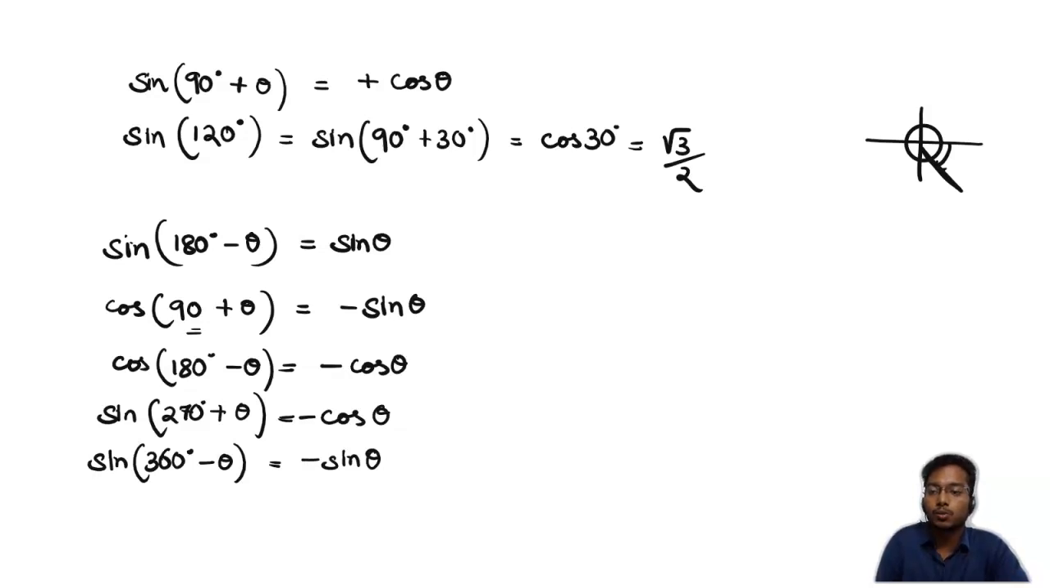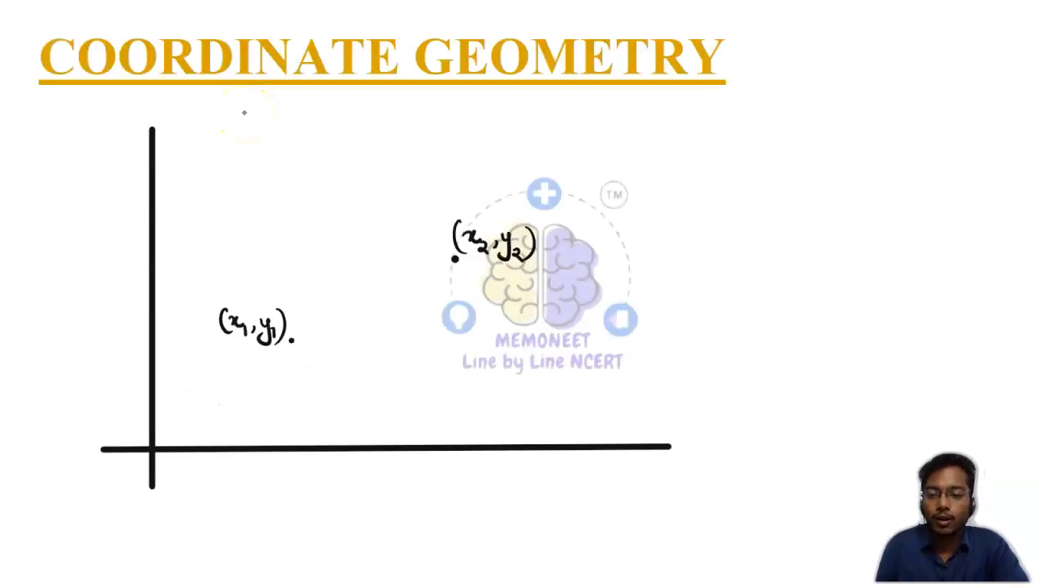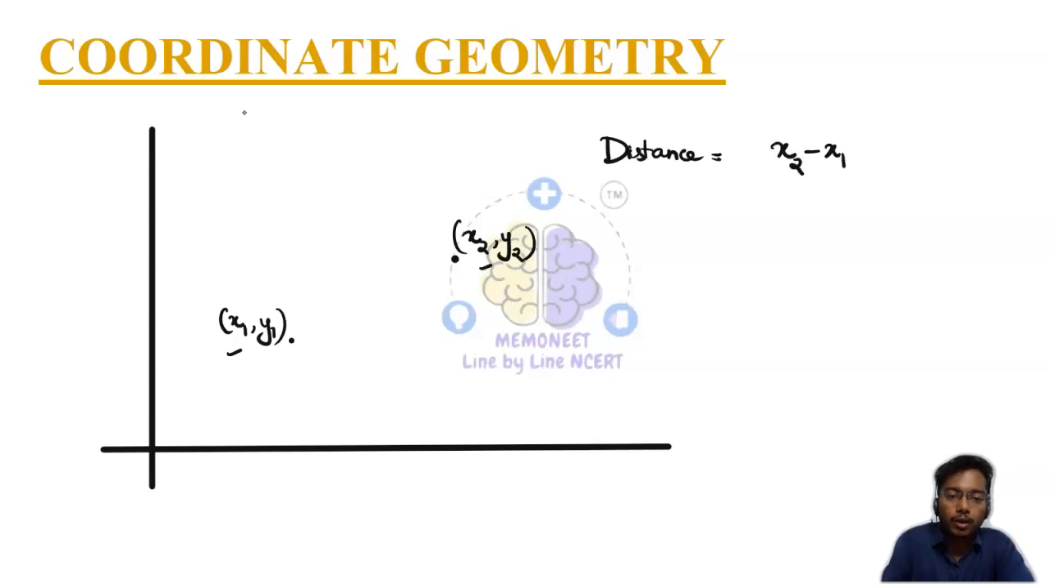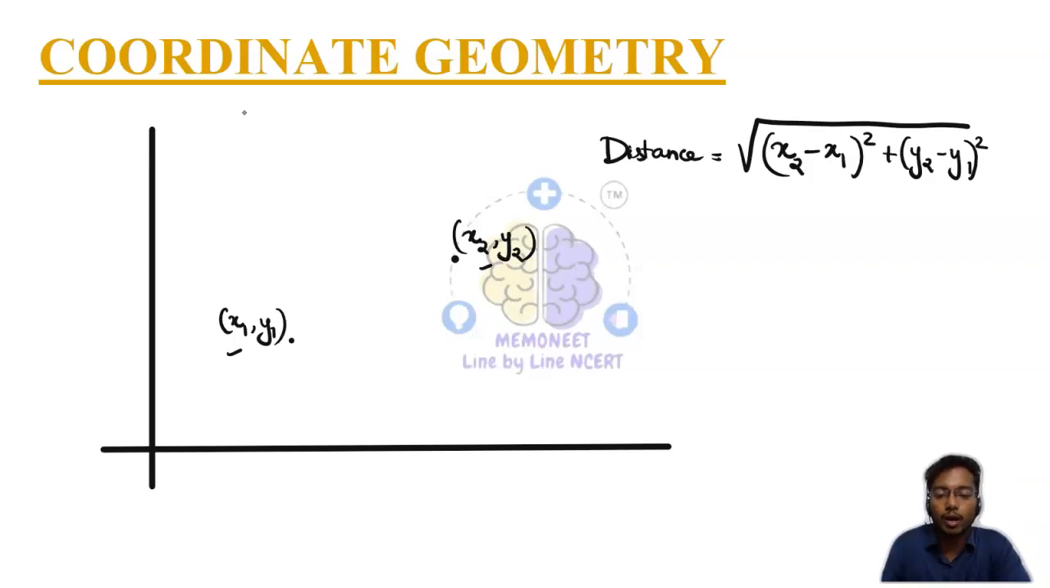Standard geometry. Here we have two points in our coordinate plane, x2, y2 and x1, y1. If we want to find the distance between the points, the distance is equal to the square root of x2 minus x1 whole square plus y2 minus y1 whole square. This is how we calculate our distance.